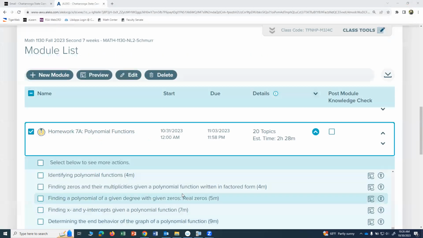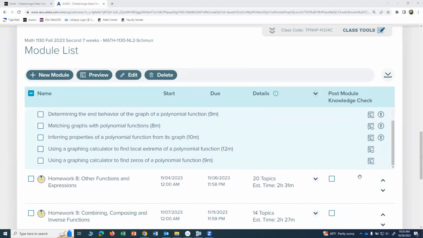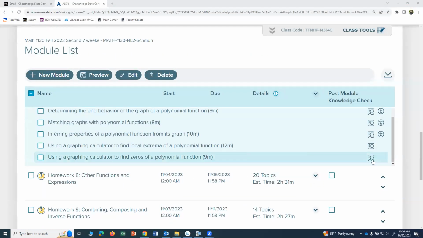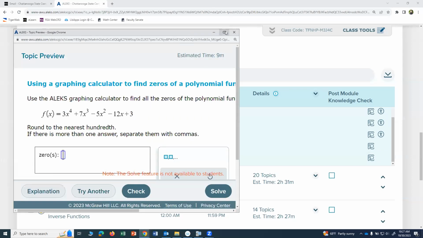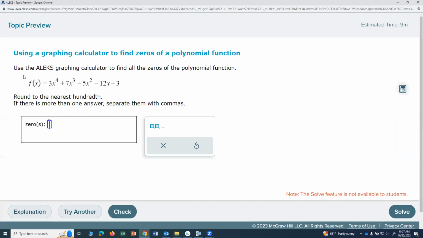Okay, now let's look at how to find zeros using the ALEKS graphing calculator. This gives us the function 3x to the 4th plus 7x cubed minus 5x squared minus 12x plus 3. And we're asked to find all the zeros of the polynomial function.